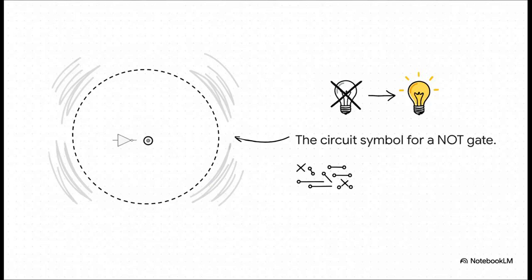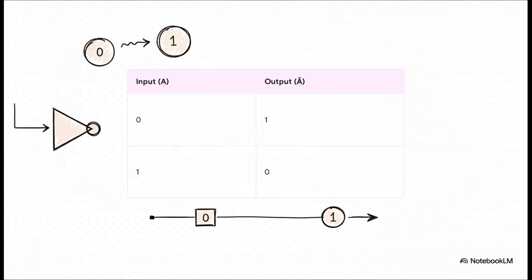And here's what it looks like in a diagram. This is how engineers draw it. That triangle with the little circle on the end is the universal symbol for inversion, for flipping the signal. So anytime you see this in a circuit diagram, you know that's a NOT gate. That's the rebel. Now, this little chart here is called a truth table. Just think of it like a cheat sheet that tells you exactly what the gate will do. And for the NOT gate, it's about as simple as it gets. If input A is 0, the output is 1. If input A is 1, the output is 0. That's the entire rule book for this little guy.